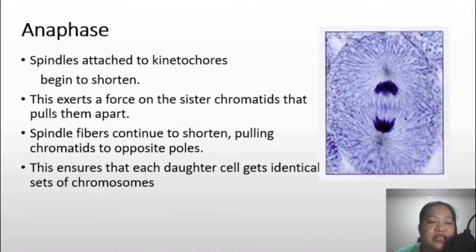The next stage is the anaphase. The spindles attached to the kinetochore begin to shorten. This exerts force on the sister chromatids that pulls them apart. As the spindle fibers attached to the kinetochore shorten, pulling the chromosomes towards the different poles, the chromatids begin to migrate to the opposite poles. The spindle fibers continue to shorten, pulling the chromatids to opposite poles, and this ensures each daughter cell gets an identical set of chromosomes.